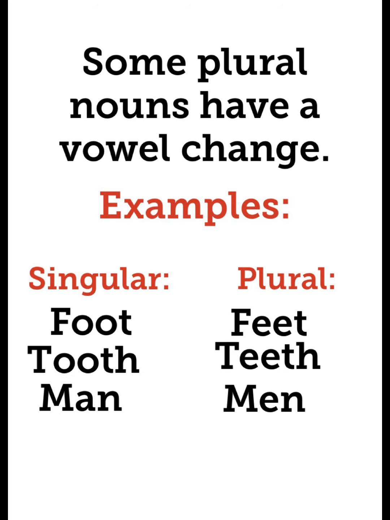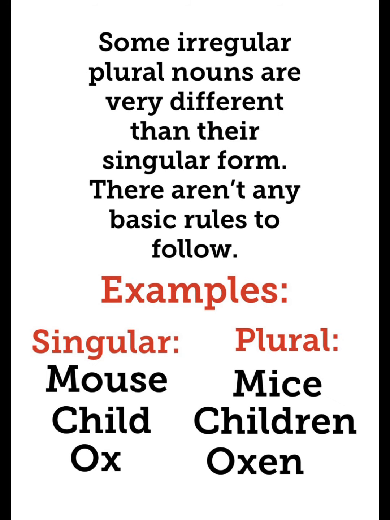Some irregular plural nouns have a vowel change. Foot turns into feet. Tooth turns into teeth. Man turns into men. This is something you're going to have to spend more time memorizing. This is another one that requires some memorization.